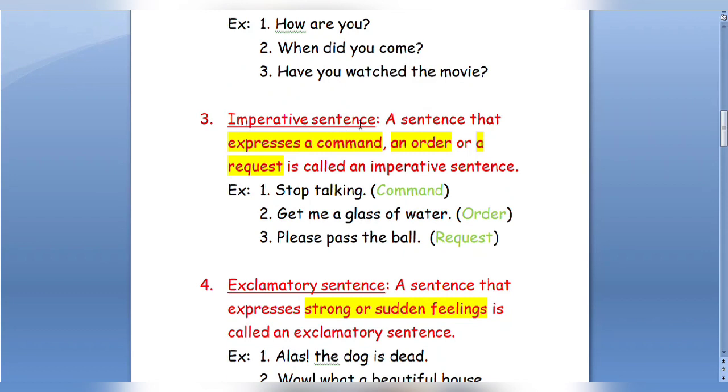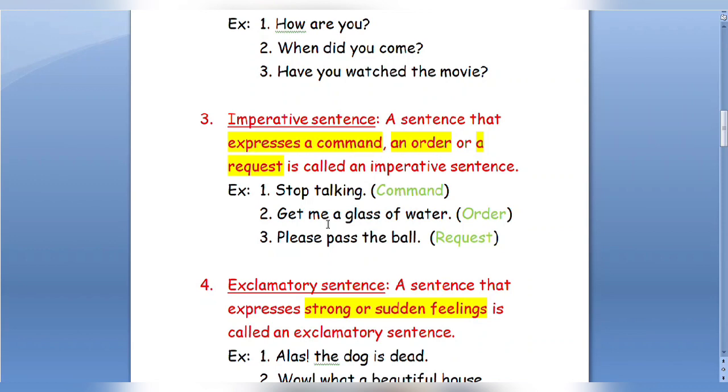Next, the imperative sentence. A sentence that expresses a command, an order or a request is called an imperative sentence. Look at the examples. Stop talking. This is like a command. The teacher tells the students, stop talking. So she is commanding the students. So it expresses a command.